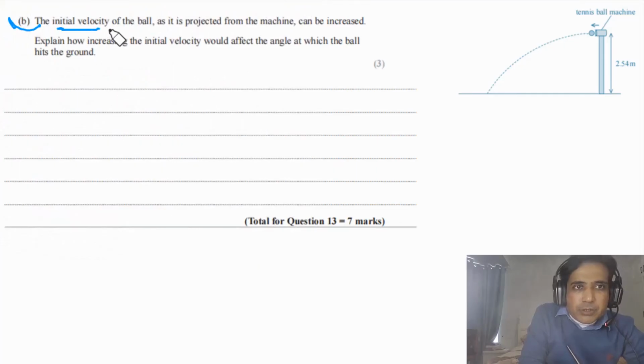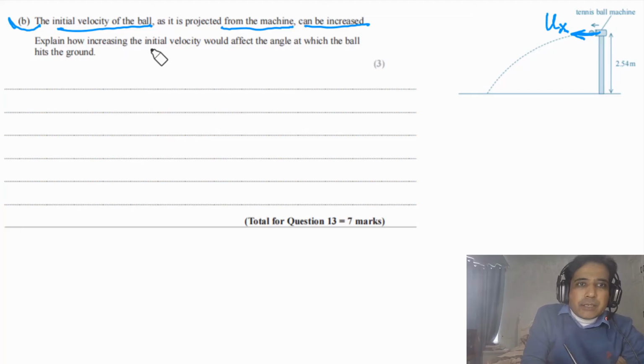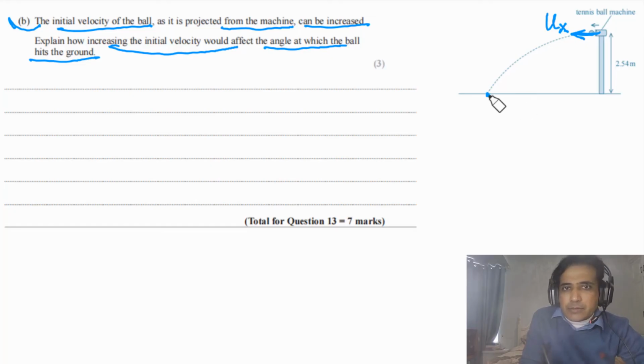Part B says the initial velocity of the ball as it is projected from the machine can be increased, means this component of velocity can be increased. We can simply say this is ux. Explain how increasing the initial velocity would affect the angle at which the ball hits the ground, means the angle at this point.